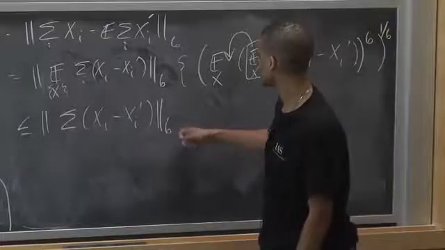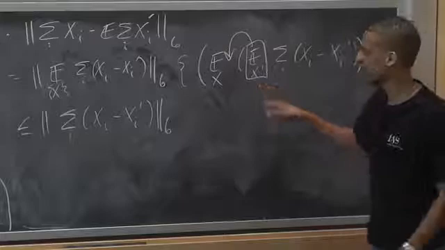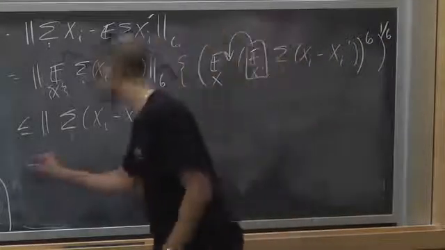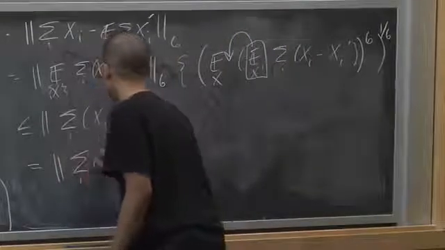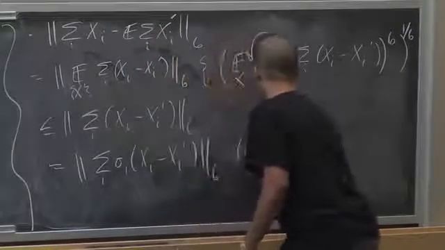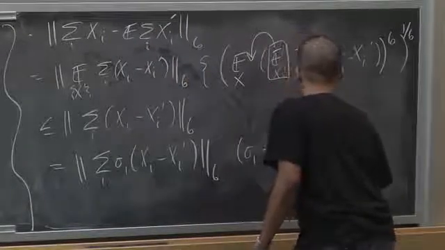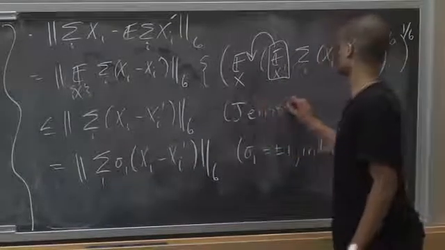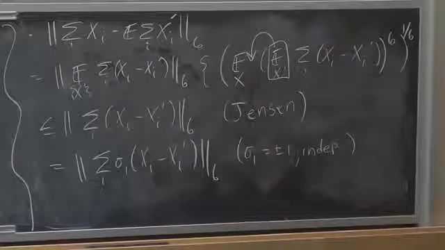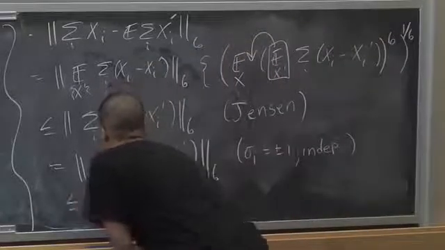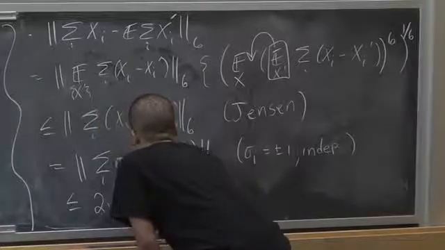So this randomness, this norm is over both x and x prime, which are both random. And now these are independent symmetric random variables. So this is exactly the same distribution as putting in random signs. These are independent random signs. So I should have said this is Jensen. And now I use the fact that the 6th norm is a norm. So this is at most 2 times the sum over i of sigma i xi.